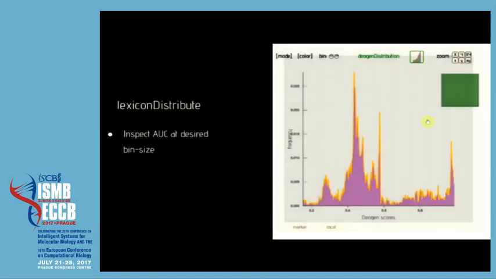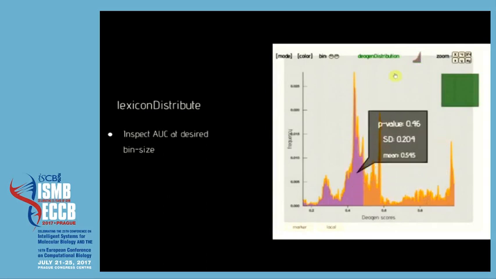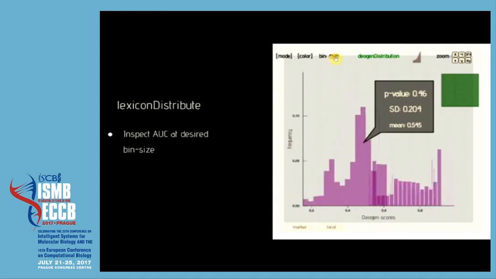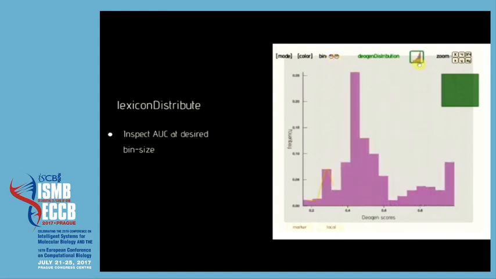One nice feature is that based on your bin size, again, you can get the area under curve. So if you have your mutation, you locate your mutation and you want to see how significant is that, you can quickly look at it, change the bin size, get a new distribution, and redo it.